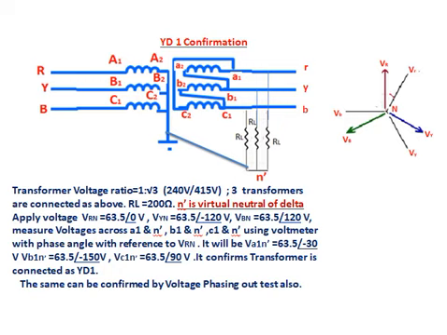The same can be confirmed by the voltage phasing out test. We already explained about the voltage phasing out test in some other video. At site, YD1 confirmation is done by connecting A1, that is R phase of LV, to R phase of HV, and measuring the voltage with less voltage applied in the HV side. After that, they confirm whether it is YD1 or YD11.